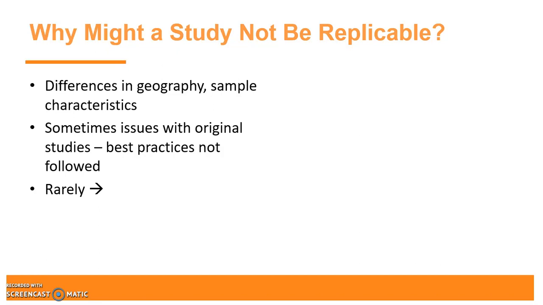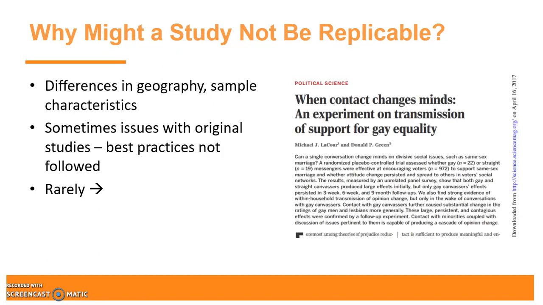Things like how the statistics were conducted, not necessarily in a malicious way with intent to deceive, but it could be just lack of knowledge of best practices, or things that weren't fully known on how to handle certain statistical problems. Rarely, you do have issues where a finding just can't be replicated because of fraud.